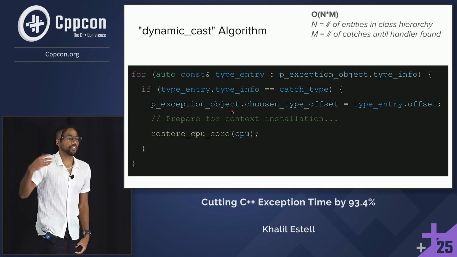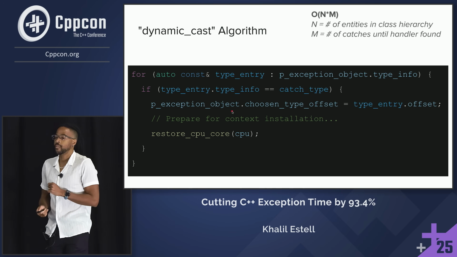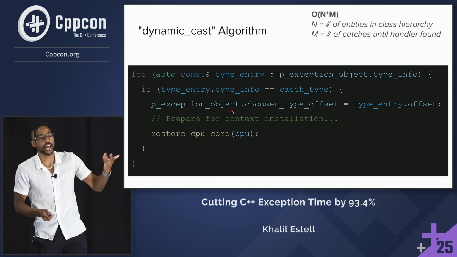So the operations that you have to take before you get to your handler is O of n times m, where n is the number of entries you have in your class, and m is the number of catches that you have to go through until you find your handler.